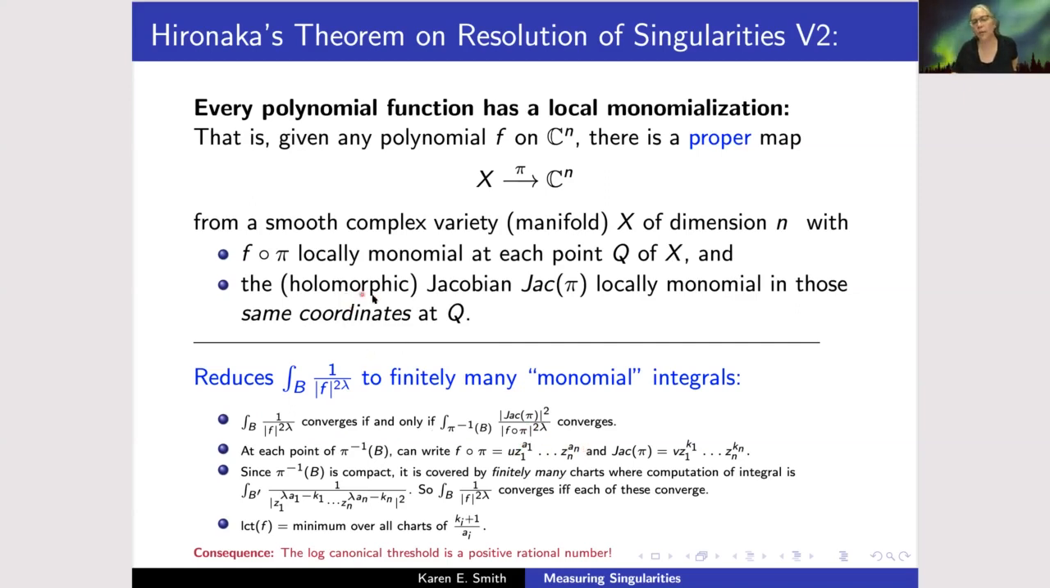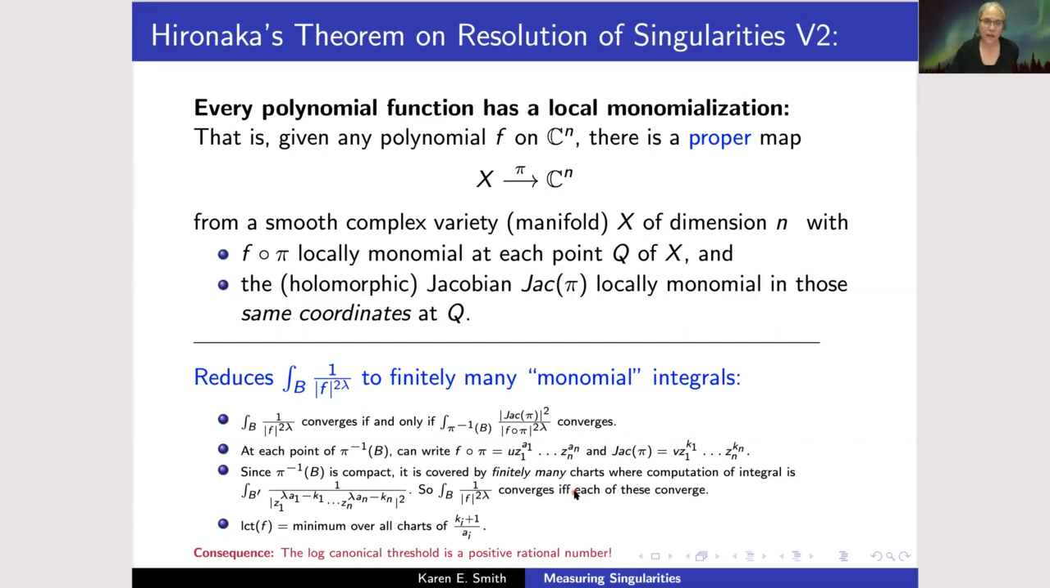This holomorphic Jacobian, when I take its norm squared, I get the usual real Jacobian of R2n. And so this is just a fact that if I want to compute this integral, if I find a local monomialization, I can instead compute this integral. And in this integral, everything's monomial, and it reduces me to the computation we did earlier. Then we can use the properties of this map to do this sort of thing on some finite number of charts and compute the log canonical threshold from that.